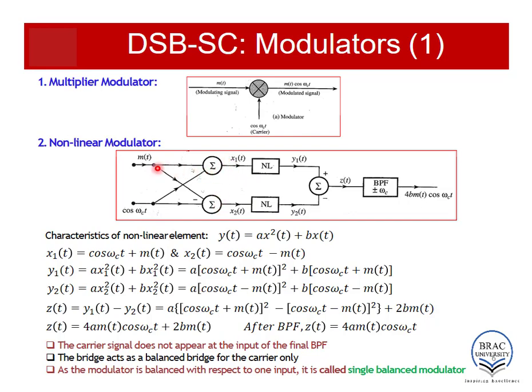The first one is mt, the next one is cos omega ct. So x1t will be cos omega ct plus mt. This summer block does a similar thing, but one difference is, in this case, the mt will be negated from the cos omega ct, and this is demonstrated by the minus sign in this part. So x2t will be cos omega ct minus mt.